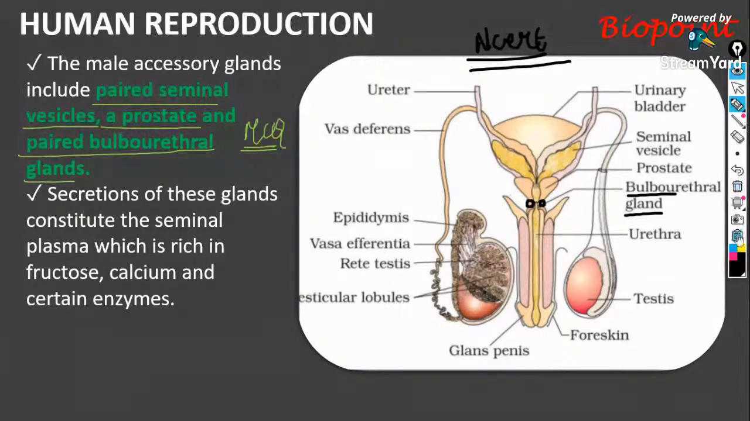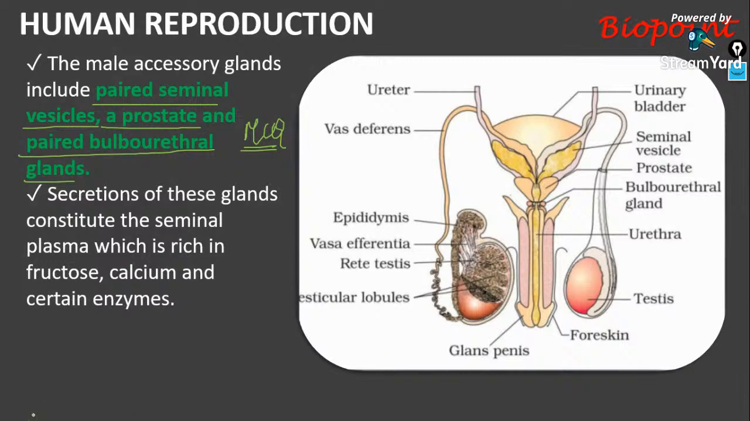Then, the secretion of these glands constitutes the seminal plasma, which is rich in fructose, calcium, and certain enzymes. I'm not forcing you to study the names of the enzymes right now. You will study them in your higher classes.